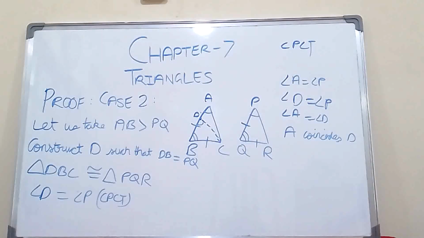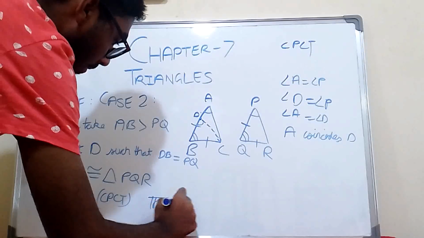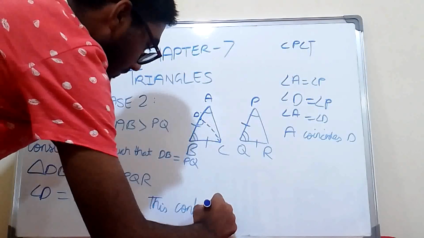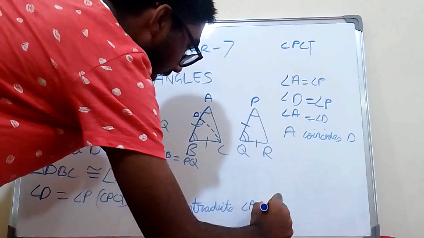So using contradiction, we proved here that our assumption that AB was greater than PQ was wrong. That's why we got that angle D equals angle P, but this contradicts the fact that angle A equals angle P.